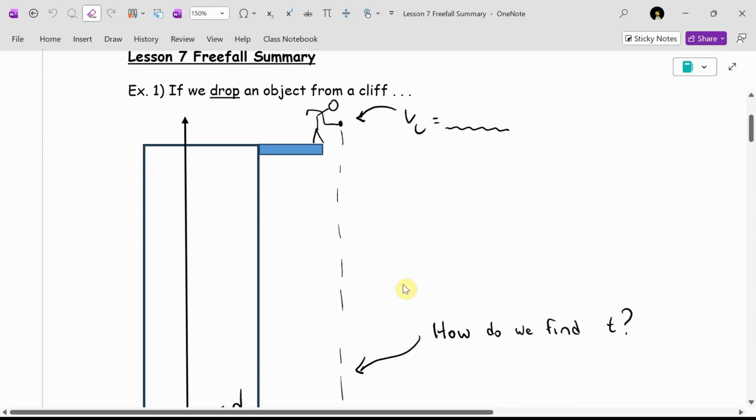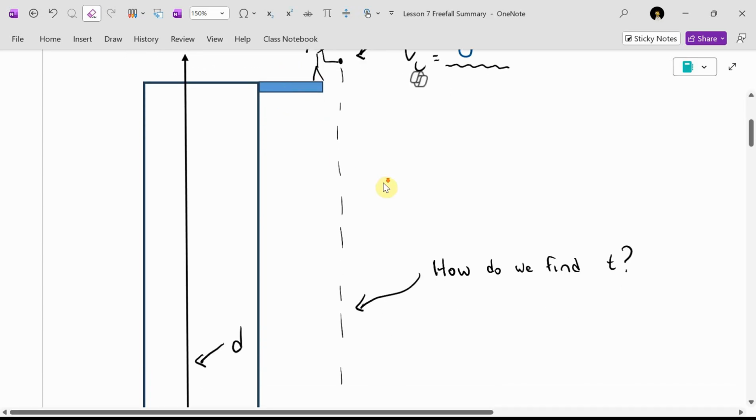Free fall summary. If we drop an object from a cliff, what do I know the initial velocity is? 0. So I can say that VI is 0. If it says thrown, they'll have to give me some kind of a velocity, but dropped, VI is 0. How do we find T?